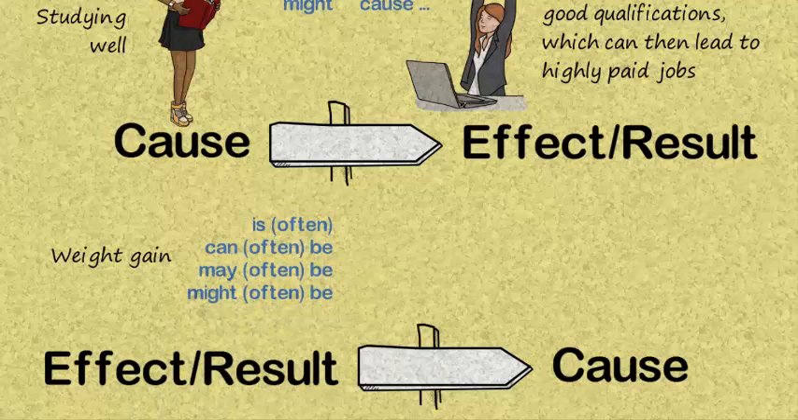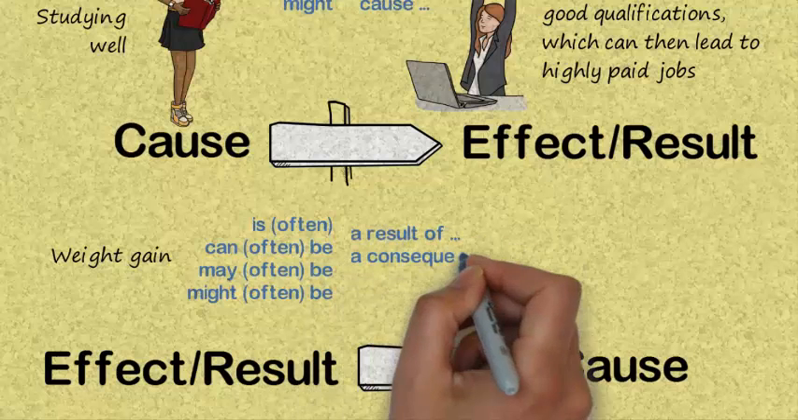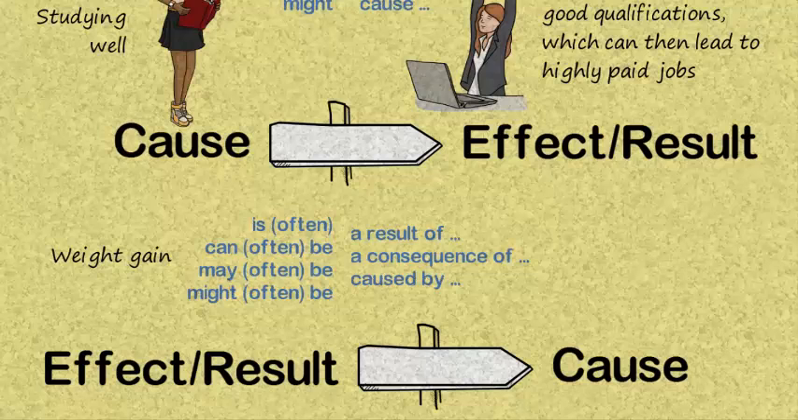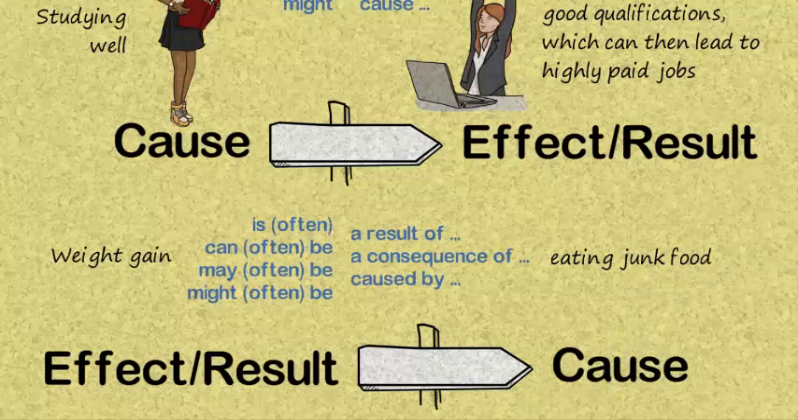So weight gain is often a result of eating out. So we're using the same words in the middle as well. We could use sometimes. We don't need those words, of course, if we're using can or may or might. If we're using is, we should really use another word to make it less than 100%.